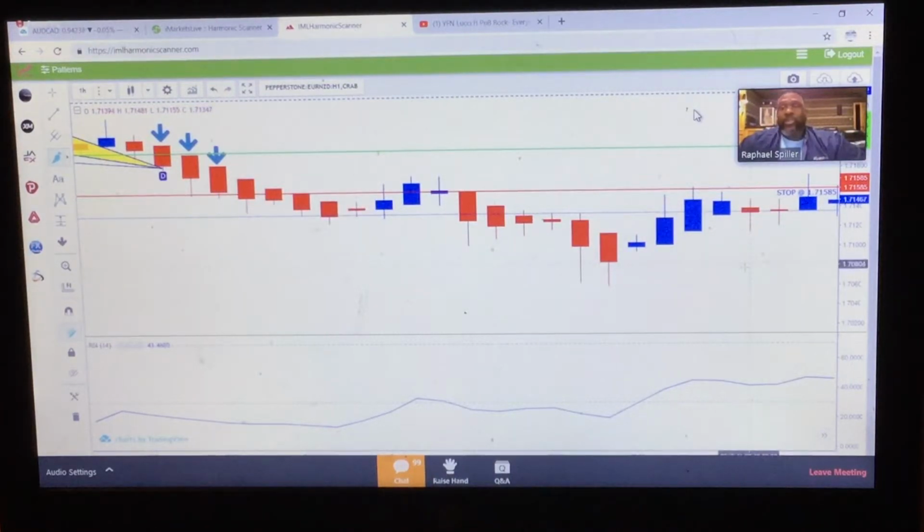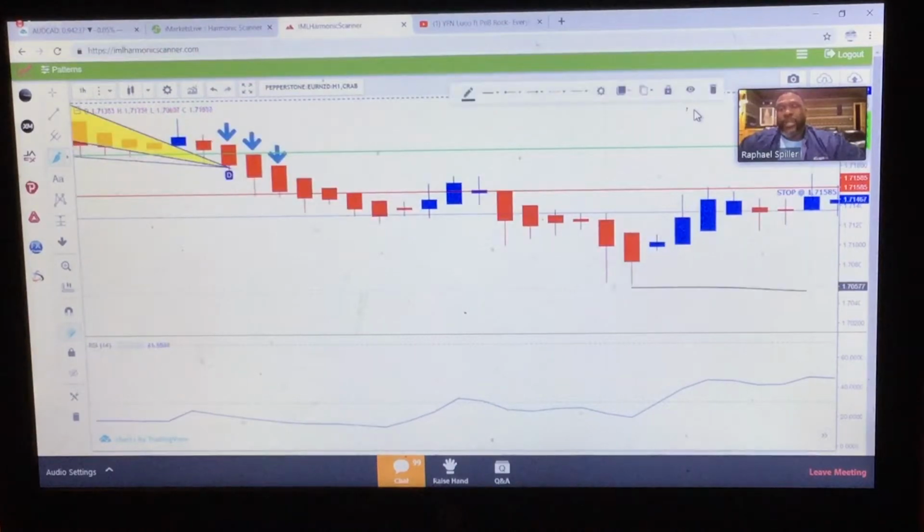Now, I want to show you something about the harmonic scanner I think is important as well. Look at this. Do you see this where it says the stop right here? This is the stop right here.